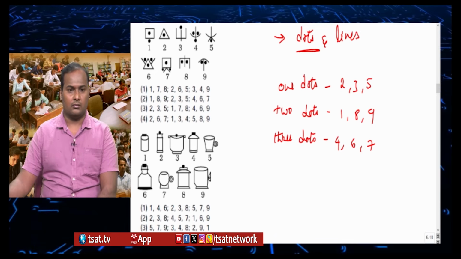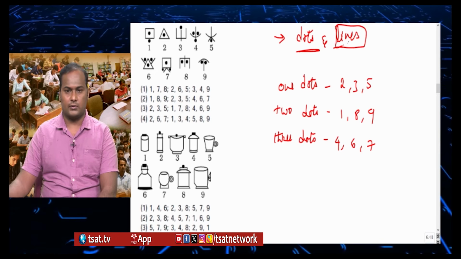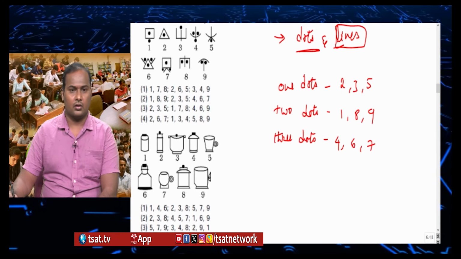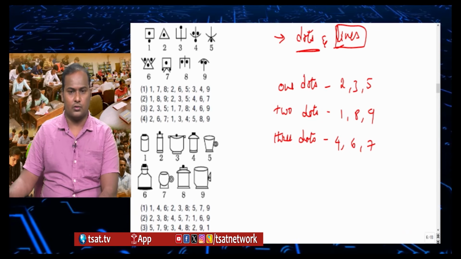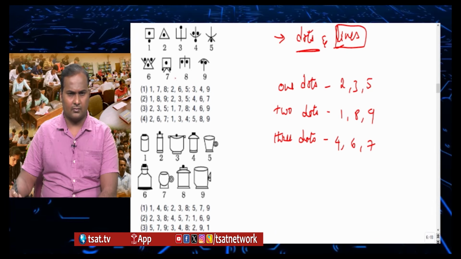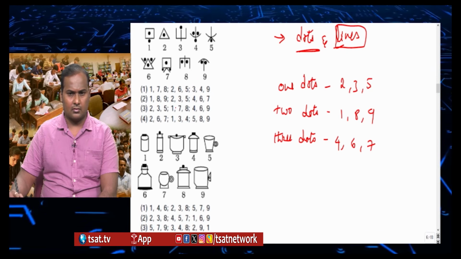So even for me, no need to consider lines, because based on dots only I am getting the answer here. Now let us try to check the options, that is 2, 3, 5, 1, 8, 9 and 4, 6, 7.